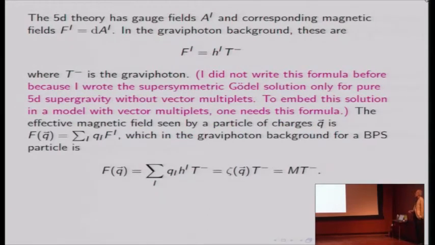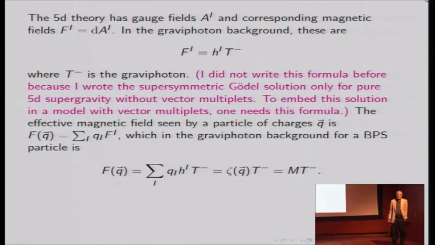Okay, let's go back to black. The effective magnetic field seen by a particle of charge Q is F of Q, which is the sum of the charges times the magnetic fields. But since the magnetic fields are this, the effective magnetic field seen by a guy of charge Q is QiHi times the graviphoton, but QiHi was the central charge, and the central charge is the mass. So the magnetic field seen by any particle that's BPS is the mass times the graviphoton.